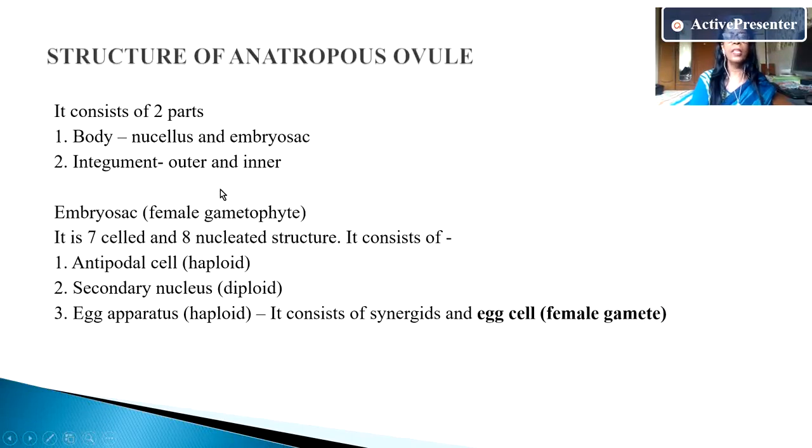See here, the structure of the anatropous ovule. Just now I told you, it consists of mainly two parts: the body, meaning the nucellus and embryo sac, and the integuments, outer and inner one. The embryo sac is otherwise known as female gametophyte. It is a 7-celled and 8-nucleated structure. It consists of antipodal cells haploid, secondary nucleus diploid, egg apparatus haploid. The egg apparatus consists of synergids and egg cell. The egg cell is the female gamete.